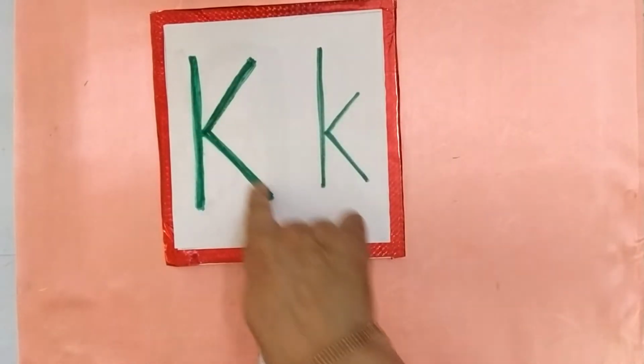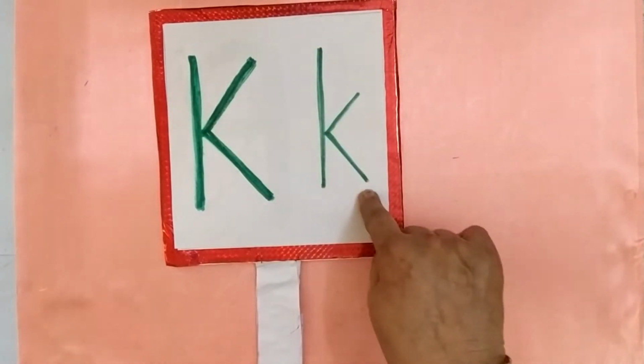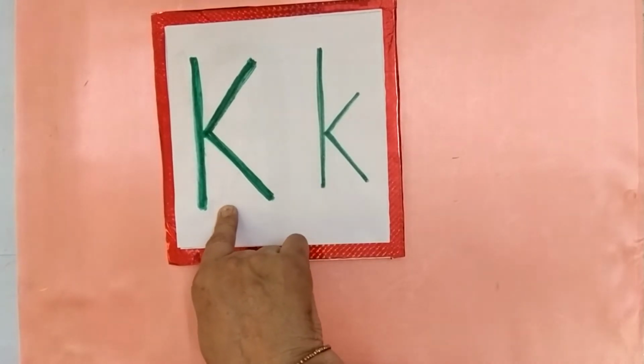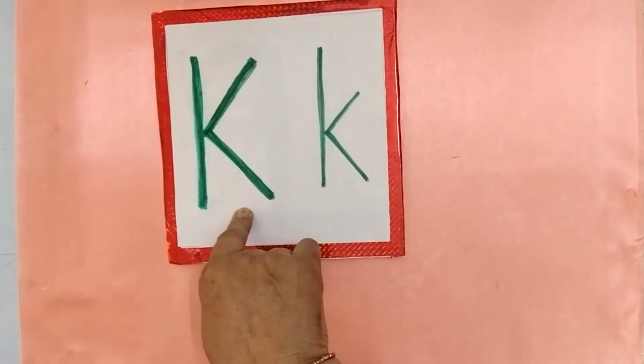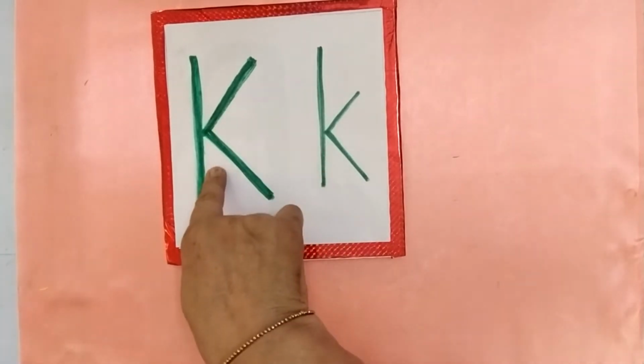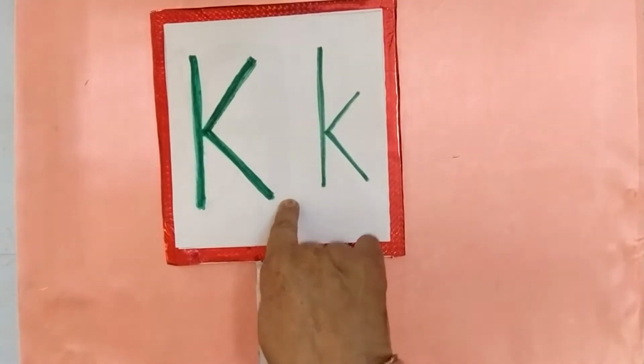This is mommy letter K. This is baby letter K. This is capital K. This is small K. K. You speak after me. K. One more time. K.